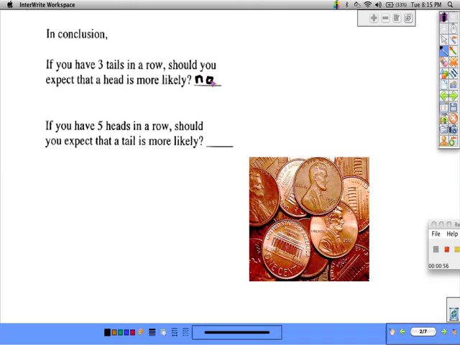Likewise, if you have 5 heads in a row, should you expect that a tail is more likely? No, there also. It doesn't matter what happens previous to the game that you are currently playing, the turn you're currently on, the flip of the coin that you're currently on. The previous flips have no bearing on how you can do on the current flip of this coin.